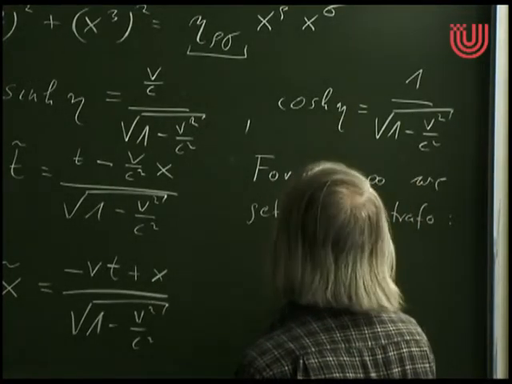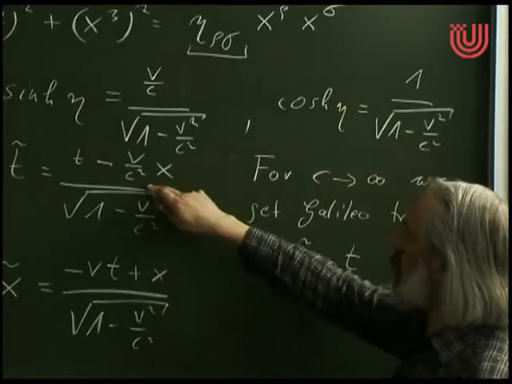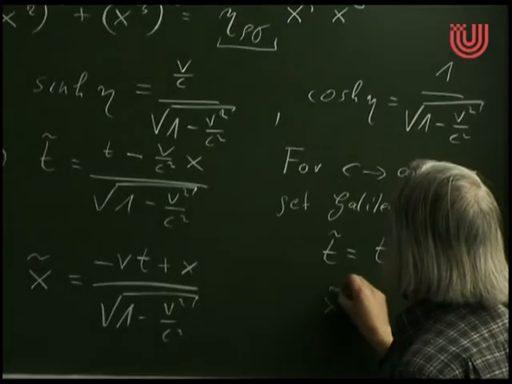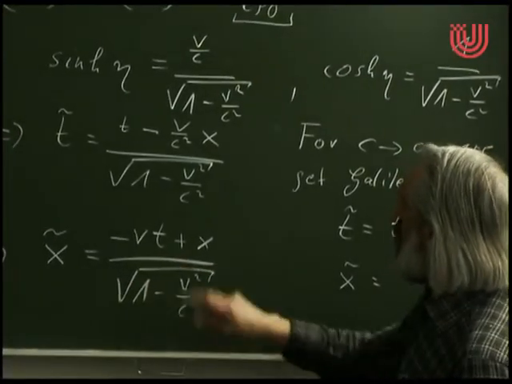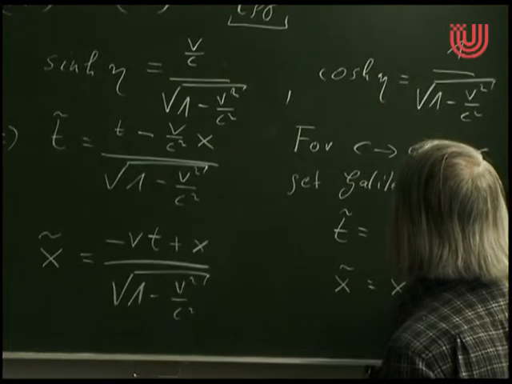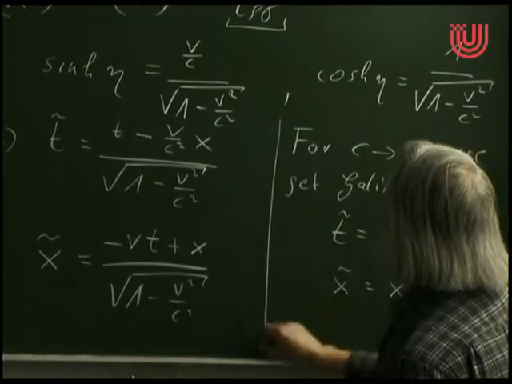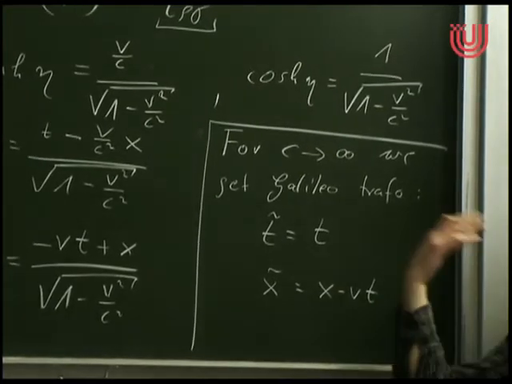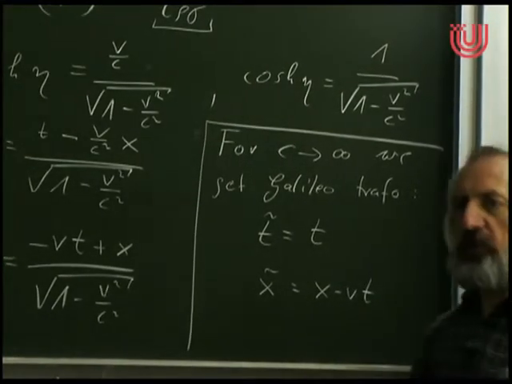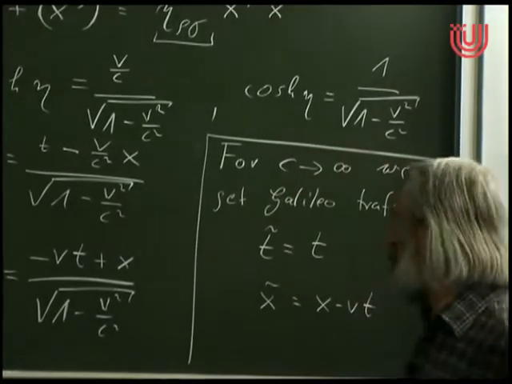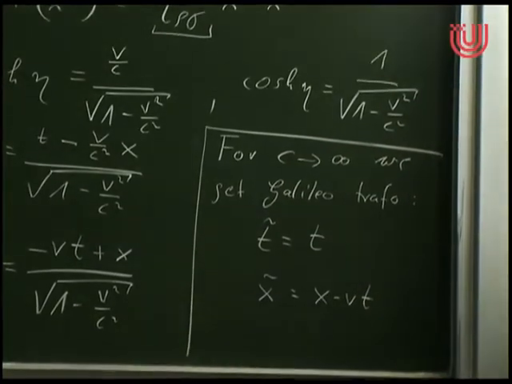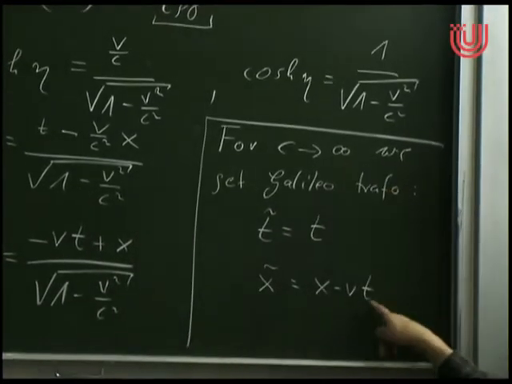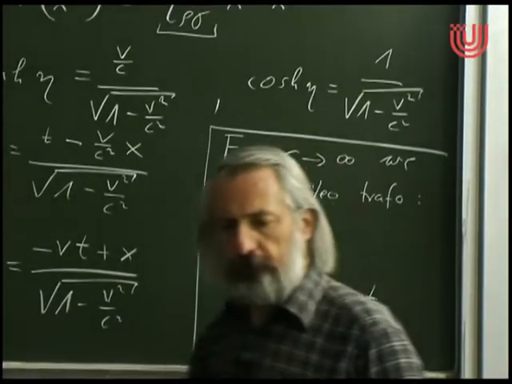So t tilde is just t. If I send c to infinity, this drops out, and this becomes just 1. And here I have x tilde, this is 1. And here I have x minus vt. So that's the sort of transformation which we get from our naive understanding of space-time relations, right? So this is true according to special relativity only in the limit c to infinity. And this way we recover the Galileo transformation.